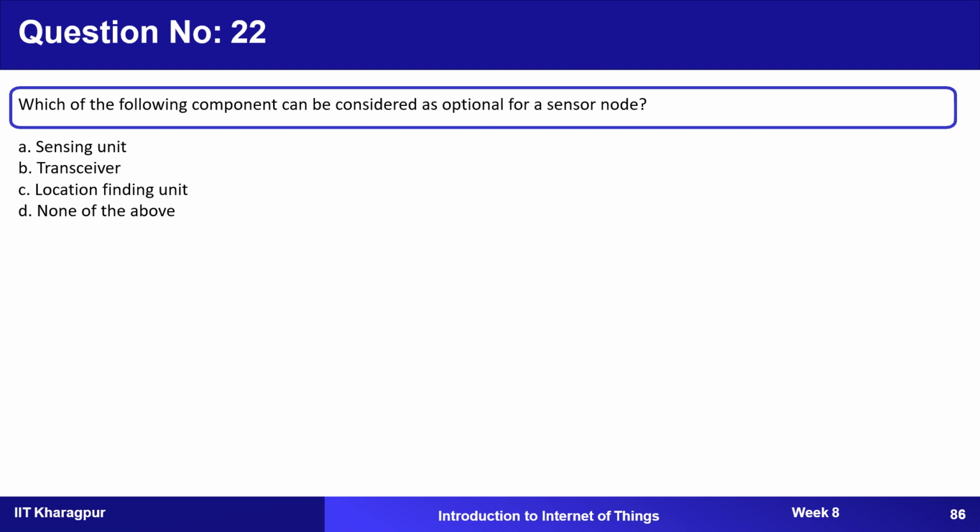Next question is, which of the following components can be considered as optional for a sensor node? Options are sensing unit, transceiver, location finding unit, none of these. So this doesn't belong to the topic of this week. This question is related to the previous week's topic. So which of the following can be considered as optional for a sensor node? Sensing unit, transceiver, location finding unit, none of the above.